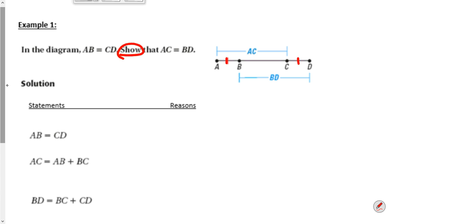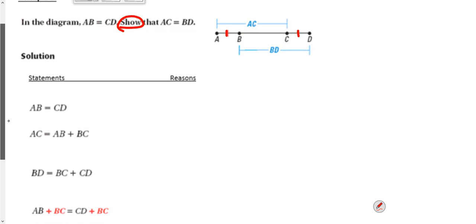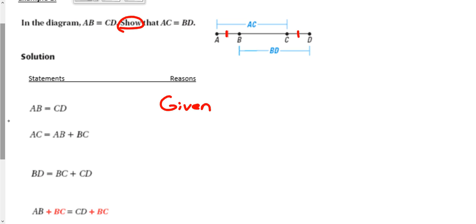So let's look at our statements and reasons section. We have AB equals CD. Well, that's what they told us at the beginning. That is our given statement. We already know that. Then we have AC equals AB plus BC. So let's look at what that is. We're saying that AC equals AB plus BC.